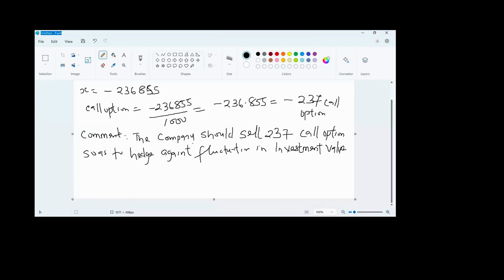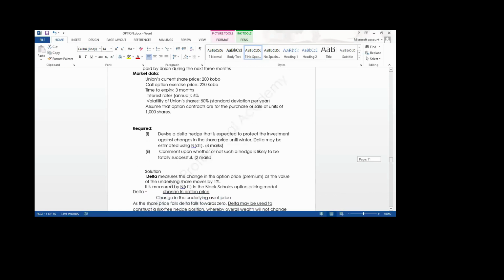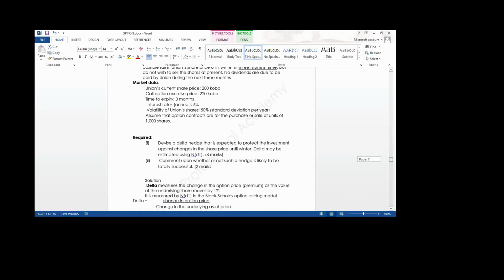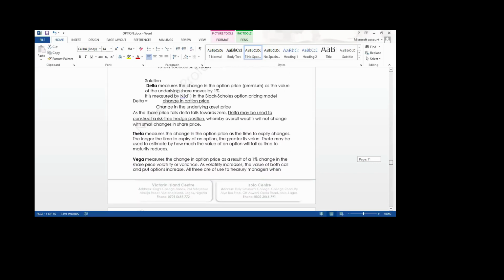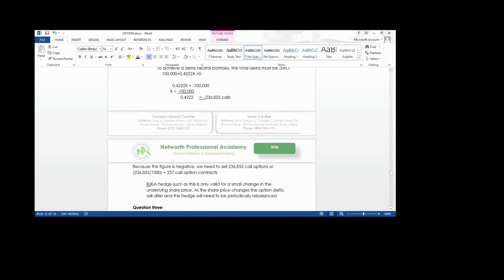We are done with that question, and it's a good way to round it up. Comment upon whether such a hedge is likely to be successful. Look at the solution here. Because the figure is negative, we need to sell 236,855 call options, or if you divide by 1,000, 237 call option contracts, because that sign is a negative sign.